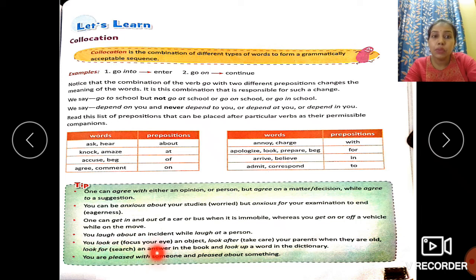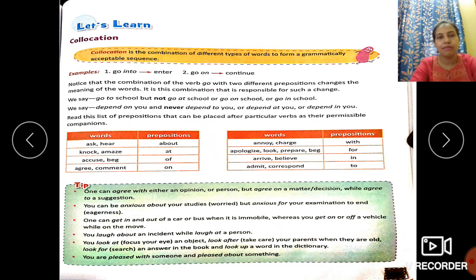Next, you are pleased with someone and pleased about something. I am extremely pleased with your behavior. That is pleased with. But pleased about something. I am very pleased about the way she behaved. See, there is a difference. That is the manner in which she behaved, and I am very pleased with her. That is different. Pleased with someone, but pleased about something.